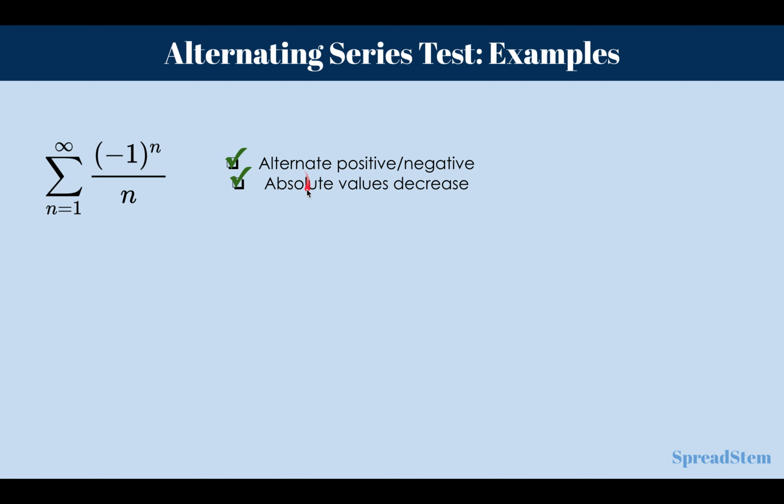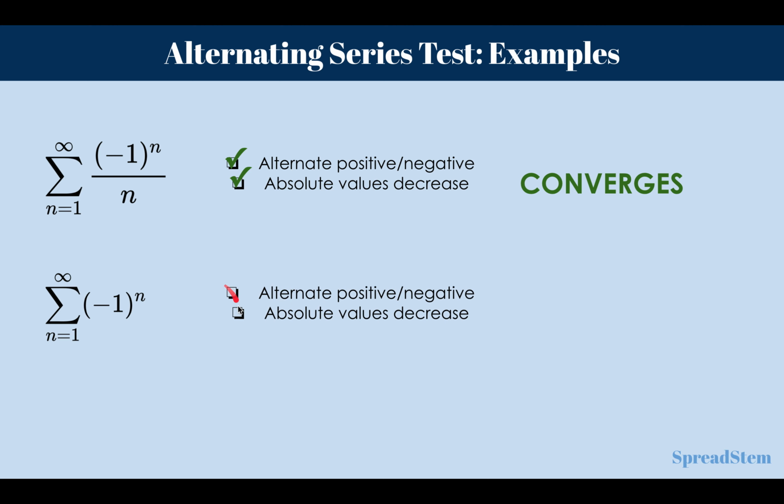Since both of these conditions are satisfied, this series converges using the alternating series test. Now what about this example? Once again, we have to prove that these two are applicable. Similar to the first case, we know that this also alternates positive and negative because it has negative 1 to the power of n. So the first condition is satisfied.